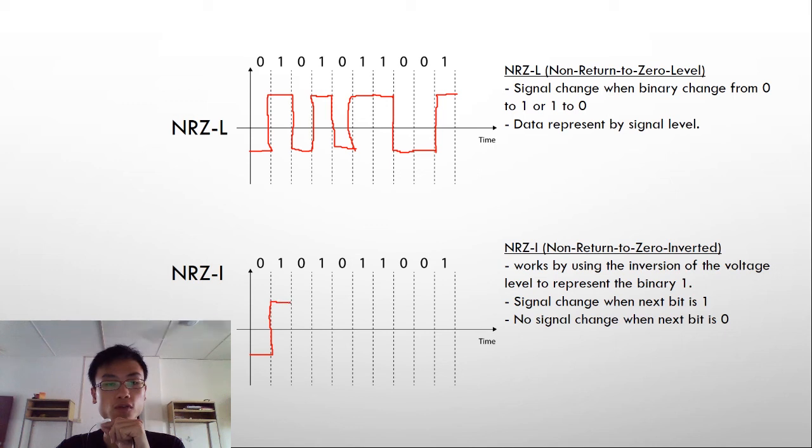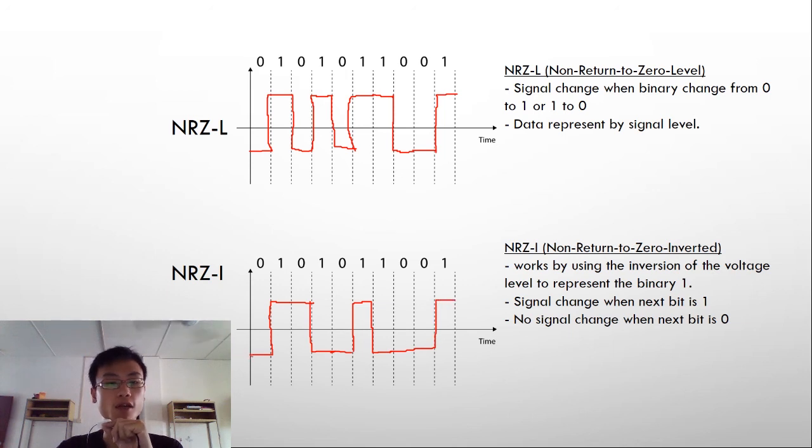to positive. The next bit is 0. Here we say no signal change when the next bit is 0, so it will continue, no change. 1, change again. 0, continue. 1, change again. Now the next is 1, so change again. 0 no change. 0 no change. 1 change.